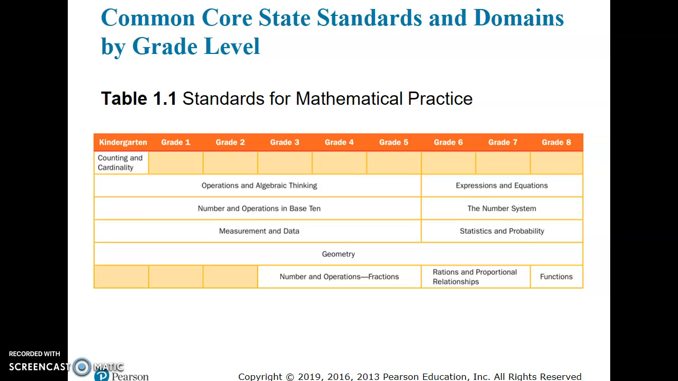Table 1.1 is on page 5 of your book. It's Standards for Mathematical Practice. It highlights kindergarten through 8th grade. It's telling you what needs to be taught. So in kindergarten, you have operations and algebraic thinking, numbers and operations in base 10, measurement and data, and geometry. If you notice, geometry should be started in kindergarten and go all the way through 8th grade to have a foundational base once you get into high school.